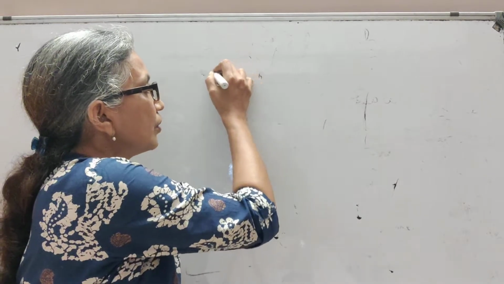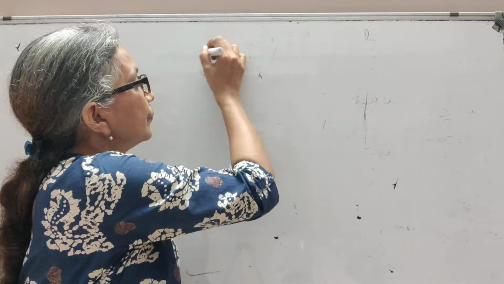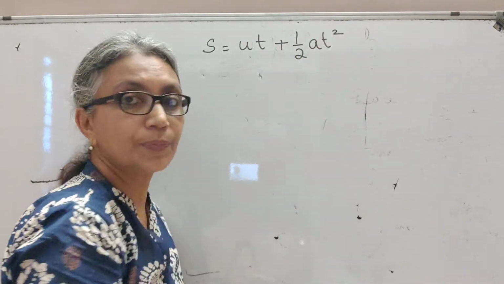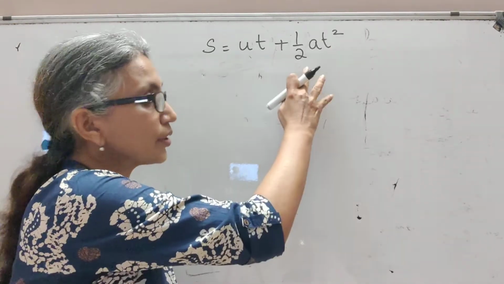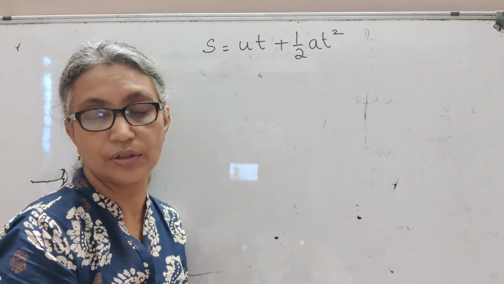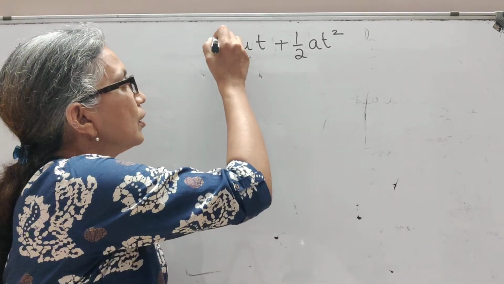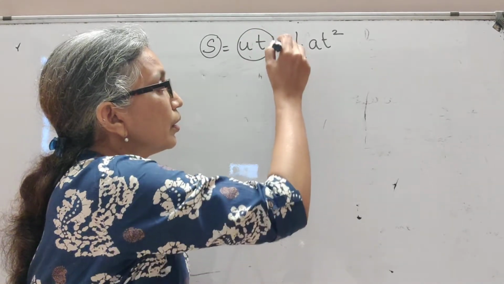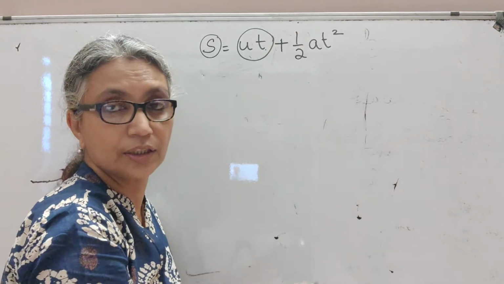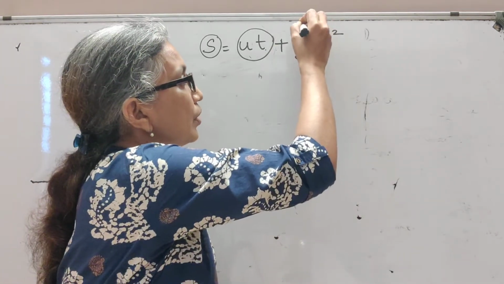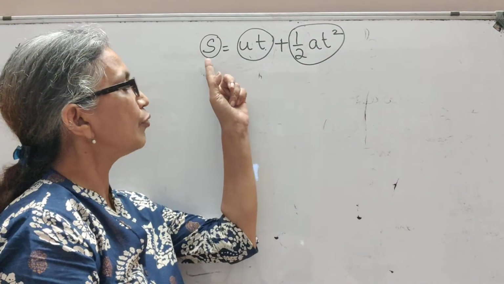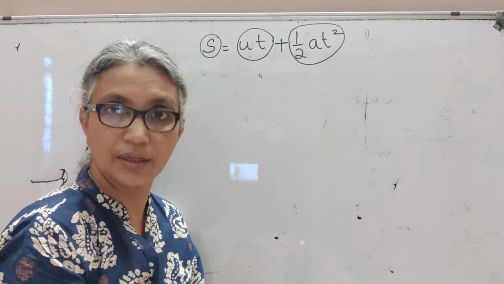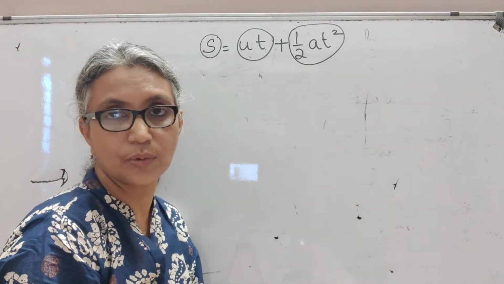So we have this equation, s = ut + ½at². Now the principle of homogeneity says this equation is correct only if all the terms have the same dimensions. Let's see which are the terms. Displacement is one term, u into t is the second term, then separated by a plus sign, you're adding terms, so this becomes the third term. If all these 3 terms have the same dimension, then you may say that this equation is correct.